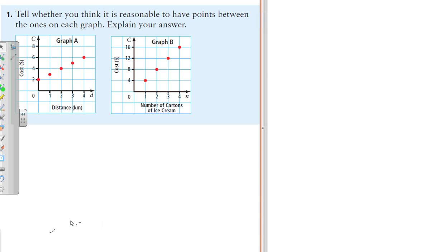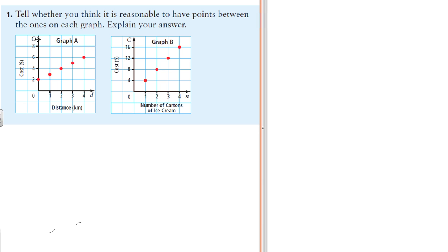Okay, this is take 2 on recording chapter 9, question 1. It says, tell whether you think it is reasonable to have points between the ones on each graph. Explain your answer. Well, in this question, we have graph A and we have graph B.